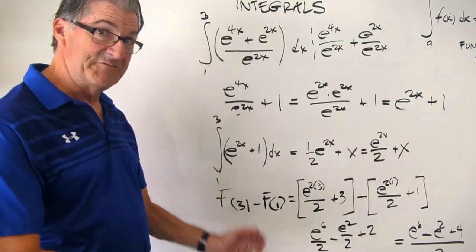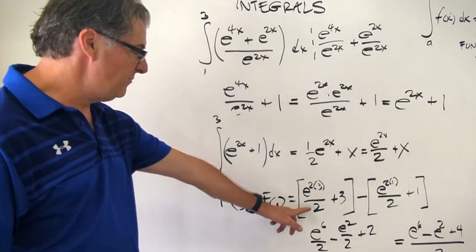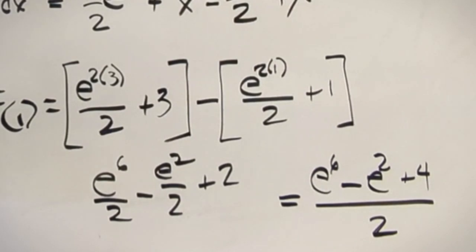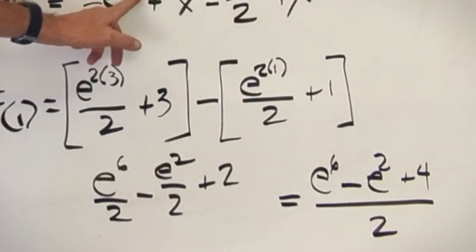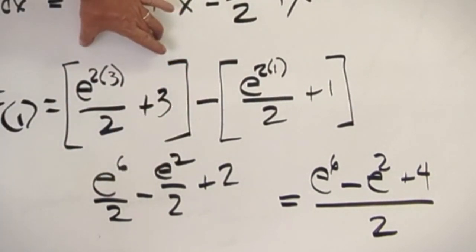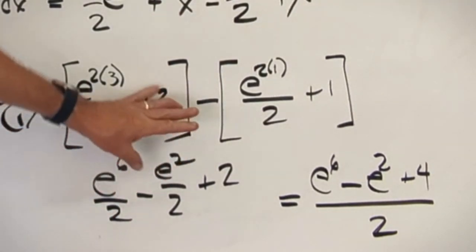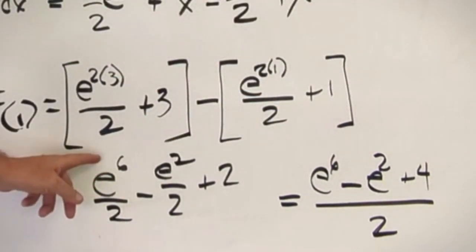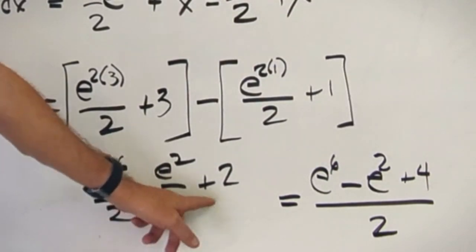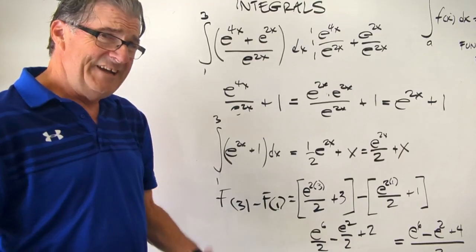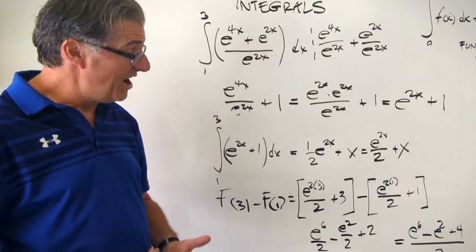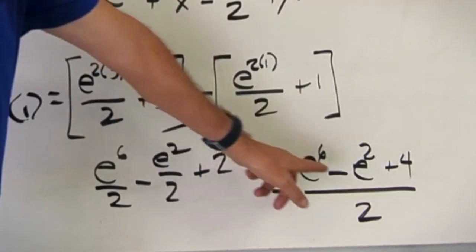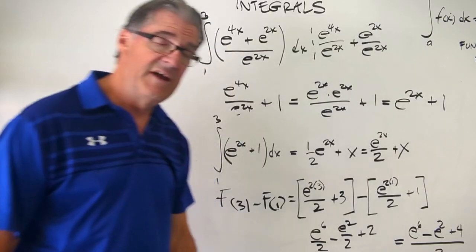Okay, just about done with this video. Woohoo! Here's my plug-in step. I'm just doing my F of b, which is 3, so I just put my 3 in for x in both of these terms, that's this section, keeping track with my brackets around both terms, subtracting, putting in 1 for x in these two terms. There's the plug-in. So I wind up with e to the 6th over 2 minus e squared over 2 plus 2. This is a perfectly good answer. I tend to like it if you can put everything over one denominator. So I did that. So it's e to the 6th minus e squared plus 4 all over 2. Either one is equivalent. Either one is just fine.